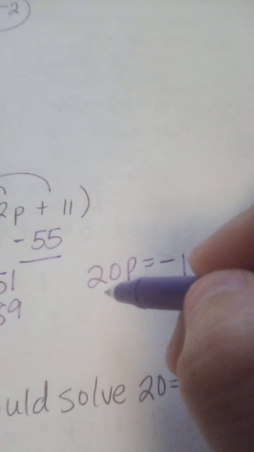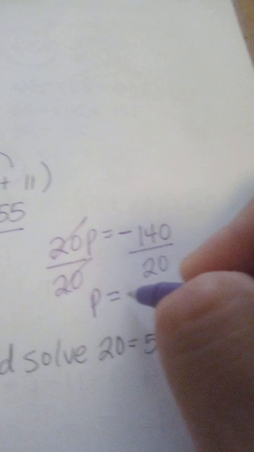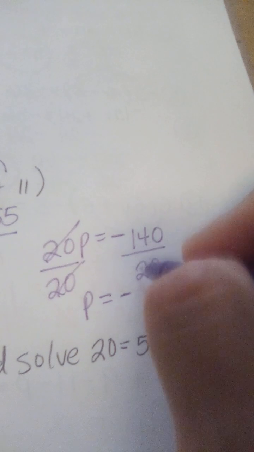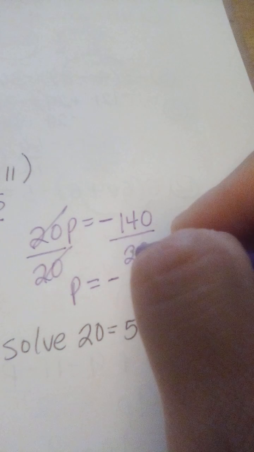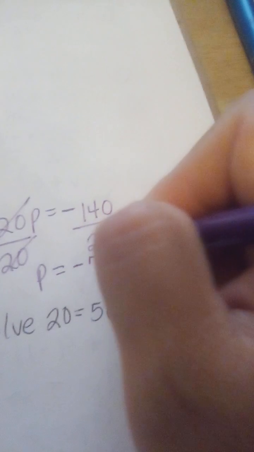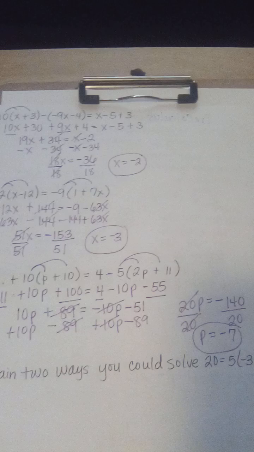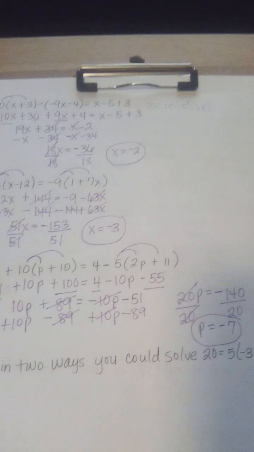Next, we divide which number? The 20 or the negative 140 to both sides? 20, right? This will cross out. Whereas the answer will be p equals a negative, what number? What's negative 14 divided by 2? Negative 7. That's our final answer. There we go, folks. We have completed number 20. So, any questions or concerns that you need to look over?